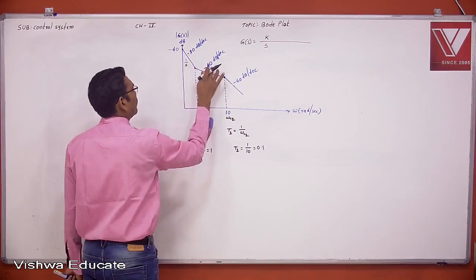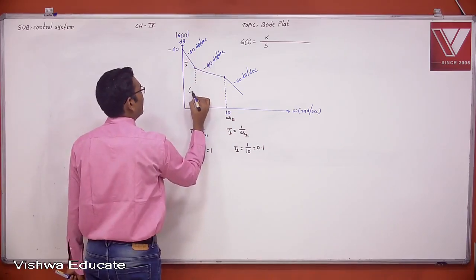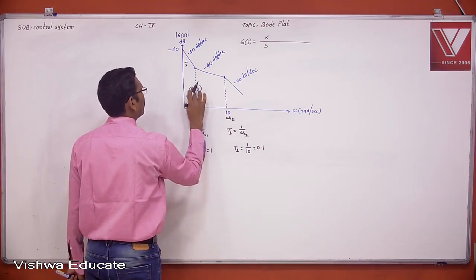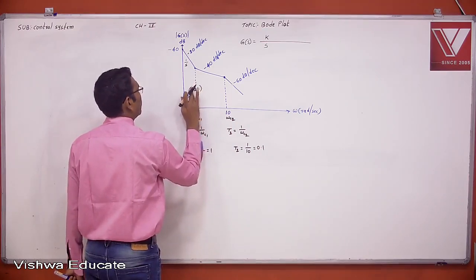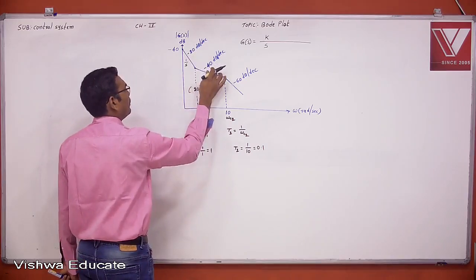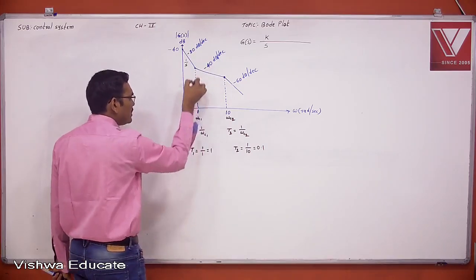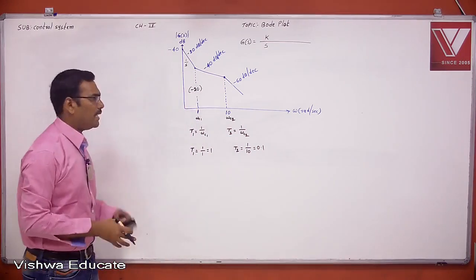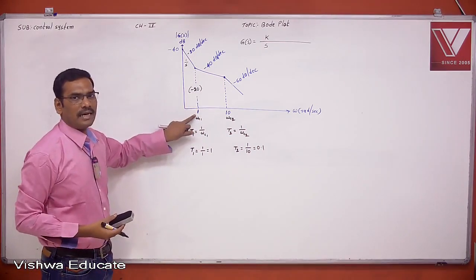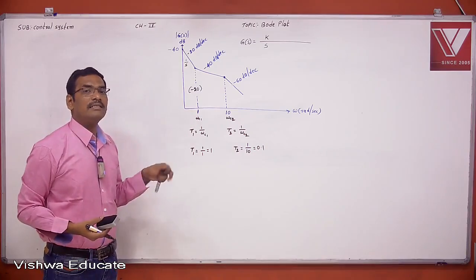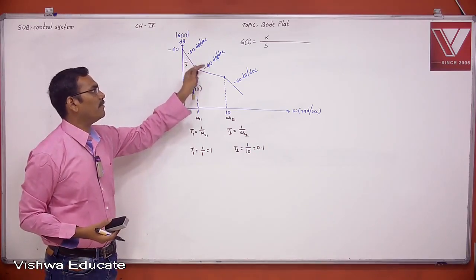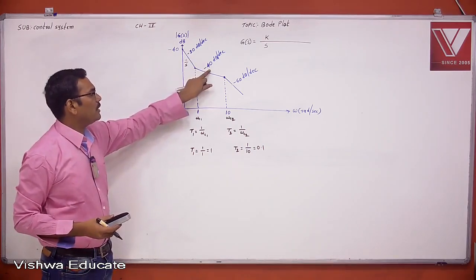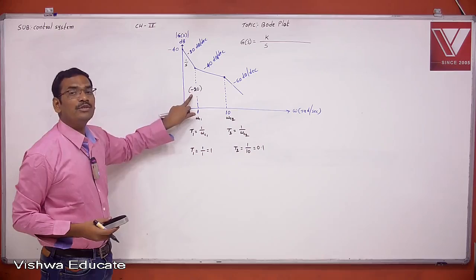Minus 20 will become minus 40 by adding minus 20. So how much is added at this particular corner frequency? Minus 20 dB per decade is added at this corner frequency, because the corner frequency is the frequency where the slope is changing from one level to another level. So the added value is minus 20.